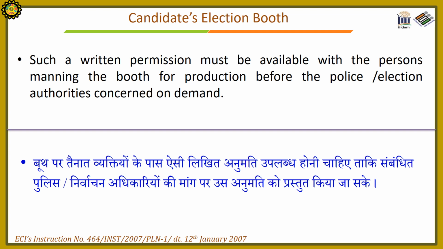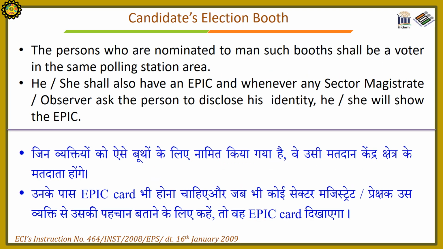Such written permission must be available with the persons manning the booth for production before the police or the election authorities concerned on demand. The persons who are nominated to man such a booth shall be a voter in the same polling station area. He or she shall also have an EPIC card, and whenever any sector magistrate or observer asks the person to disclose his identity, he or she will show the EPIC card.